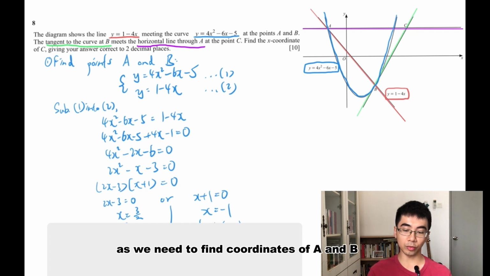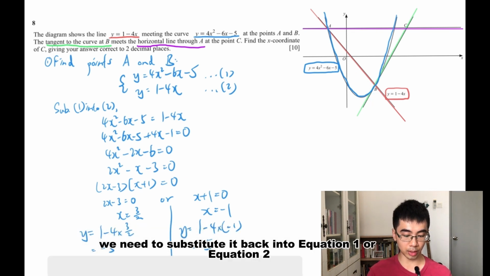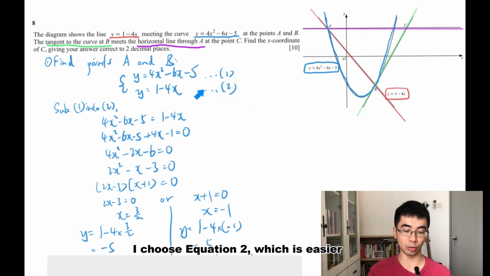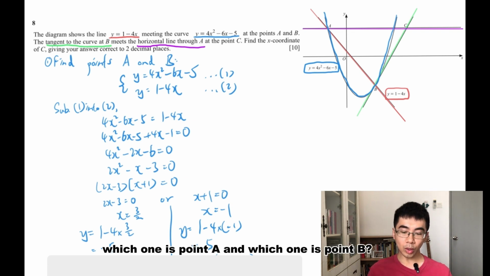But remember, we need to find the coordinates of A and B. So we need to find the values of y. So here we need to substitute it back into equation 1 or equation 2, but I choose equation 2, which is easier. So here, when x is 3 over 2, y must be -5, while when x is -1, y must be +5. But here's a question. Which one is point A and which one is point B?